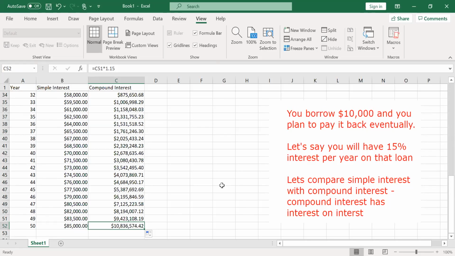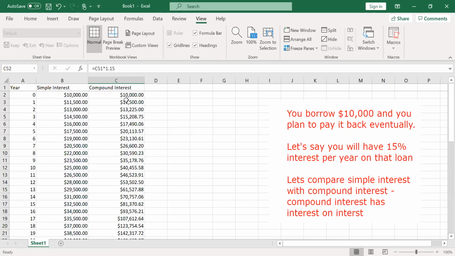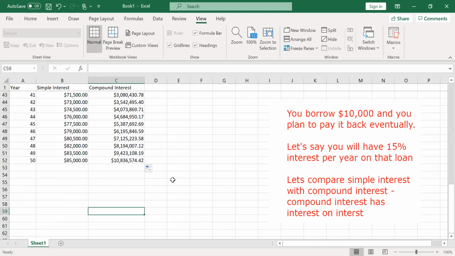So again, early on, compound interest doesn't look that much worse. After 1 year, they happen to be exactly the same. Early on, compound interest is worse, but it's not like breaking the bank. But as you keep going on, the differences between simple and compound interest just become totally radical. So obviously, compound interest sucks if you're the borrower.